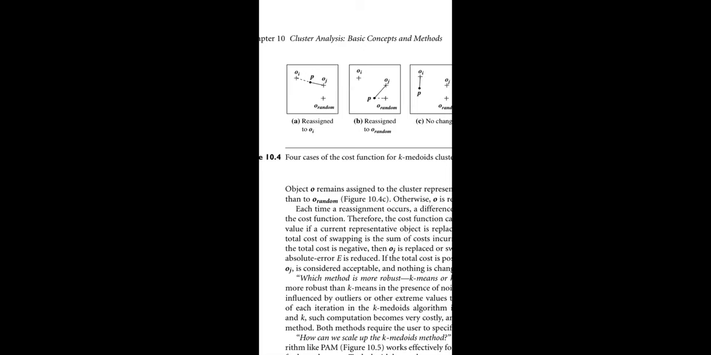K-means, the centroid-based clustering method, is the technique we have to use, and the second one is K-medoids. These are the two methods we have to use in partitioning methods. In the next class, we'll continue with the hierarchical methods.